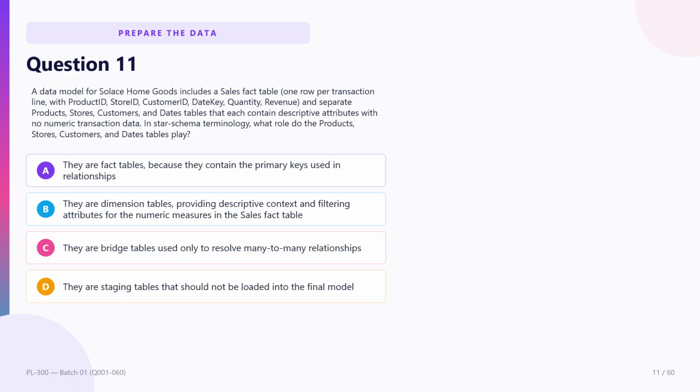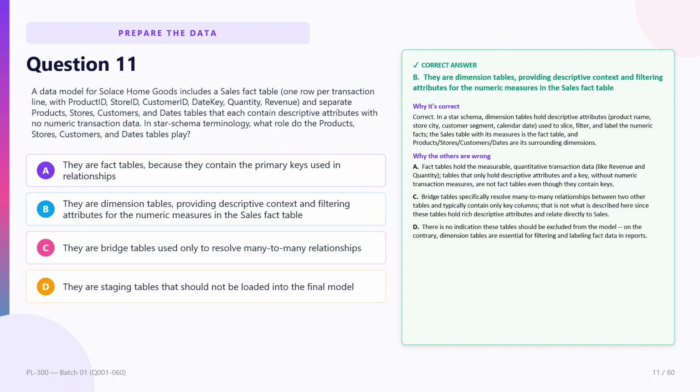Option A. They are fact tables because they contain the primary keys used in relationships. Option B. They are dimension tables providing descriptive context and filtering attributes for the numeric measures in the sales fact table. Option C. They are bridge tables used only to resolve many-to-many relationships. Option D. They are staging tables that should not be loaded into the final model. Take a moment and make your choice.